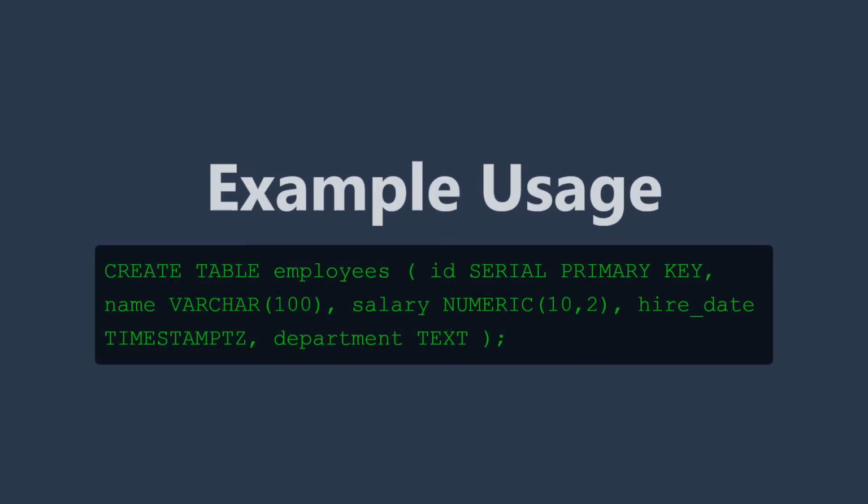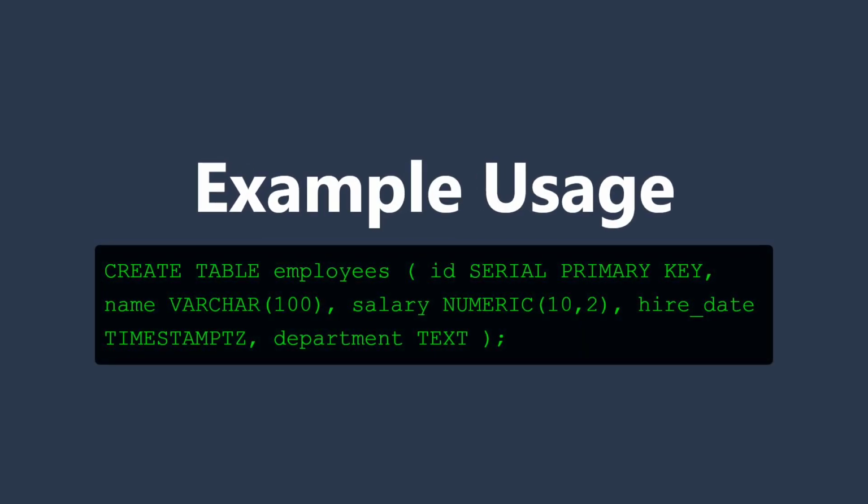Let's see a practical example. This code creates an employee table with carefully selected data types for each column. Here we use serial for the auto-incrementing ID, varchar with a reasonable length limit for names, numeric with precision for salary values. Hire date uses timestamptz to properly handle global time zone differences, and department uses text since department names can vary in length and we don't need to limit them.